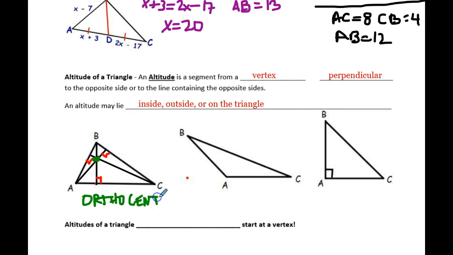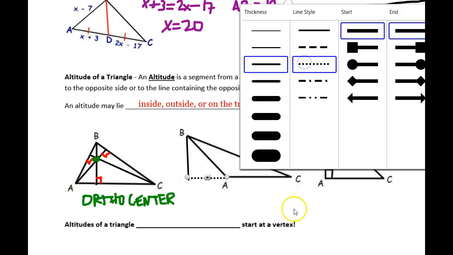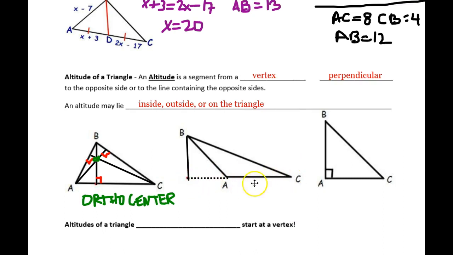So that is our orthocenter. And because our altitudes can lie inside, outside, or on the triangle, that means that our orthocenter can also be located inside, outside, or on the triangle. So here's my perpendicular. And notice, in order to get this perpendicular, I had to extend my side of my triangle in order to find where it would be perpendicular to side AC.